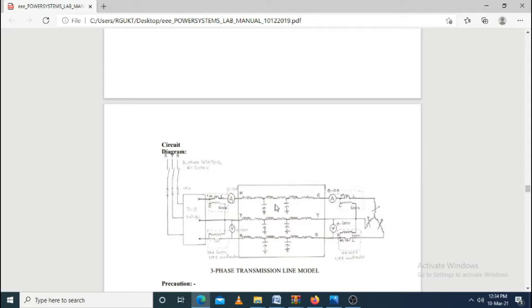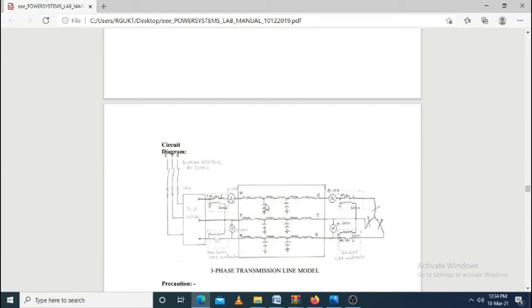In the efficiency and regulation experiment, this is the circuit diagram. We give supply through a three-phase transformer or variac. From that we take two wattmeters, W1 and W2, for the sending end, with the MC shorted, and an ammeter, connected to the transmission line model. The voltmeter is across any two phases, and R, Y, B is the three-phase RLC transmission line model.